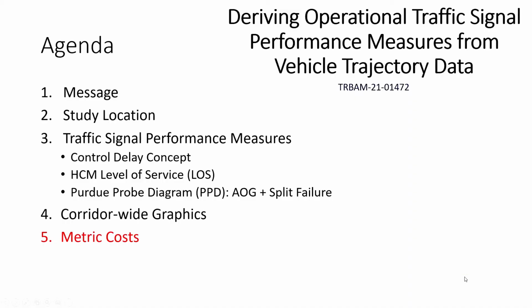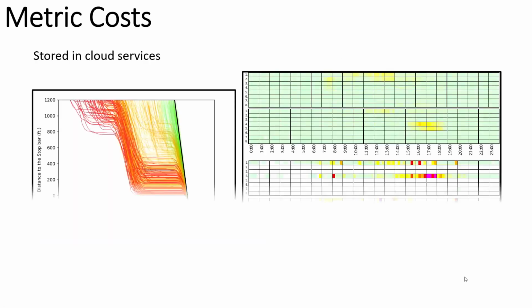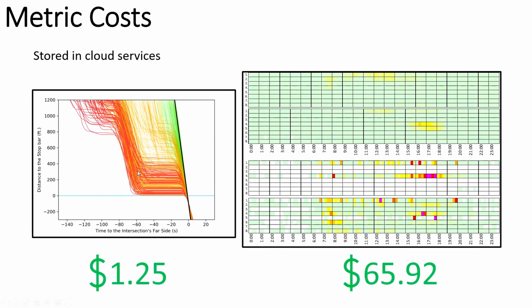So now I will talk about some of the costs that are incurred to generate some of these performance metrics in the cloud. On the left-hand figure here, it costs about $1.25 to analyze the data within the state of Indiana for all weekdays in July 2019 on Google's BigQuery platform. The figure on the right is the corridor level view for 8 intersections for movement over a 24-hour period. This figure costs $65.92.